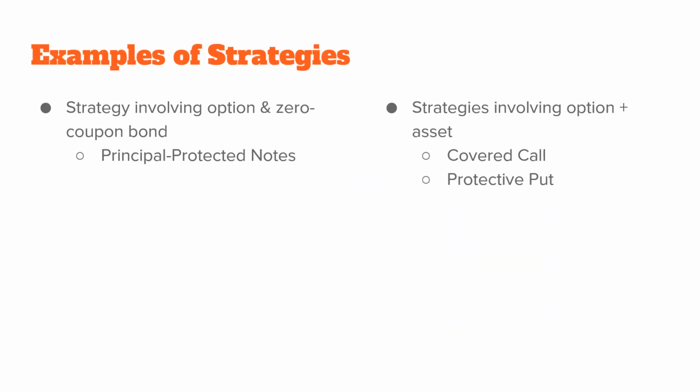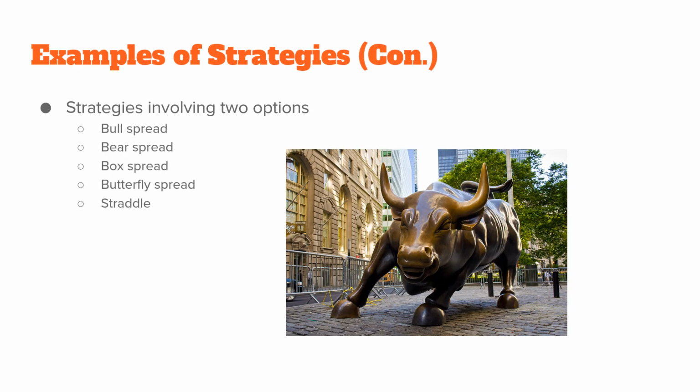Examples of these strategies include a strategy involving holding an option and a zero coupon bond. This could be a principal protected note. We also have strategies involving holding an option and the asset. This could be a covered call and a protected put. And then we also have strategies involving two or more options. Examples include bull call spread, bear put spread, a box spread, butterfly spread, and a straddle.